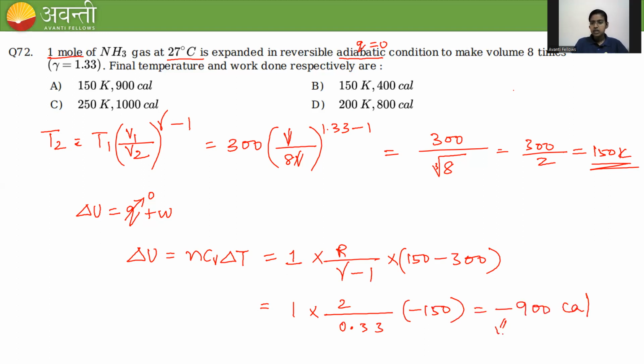We are getting this negative sign because work is done on the system. So that minus sign denotes the work is done on the system, otherwise 900 calories is the work. So option A is the correct answer for this question.